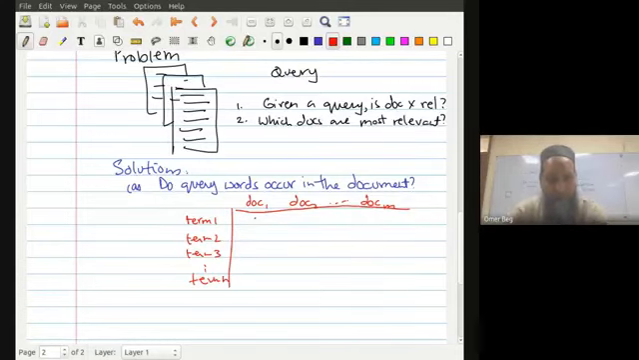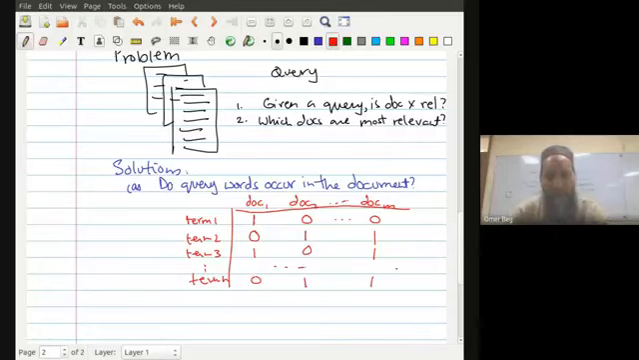So if term 1 occurs in document 1, you have a 1. If term 1 does not occur in document 2, it's a 0, and so forth. Right? Term 2 does not occur in document 1, so it's a 0. It occurs in document 2, yes, it occurs in document M, it's a 1. Same thing for term 3 all the way to term n. These terms might just be keywords, right?